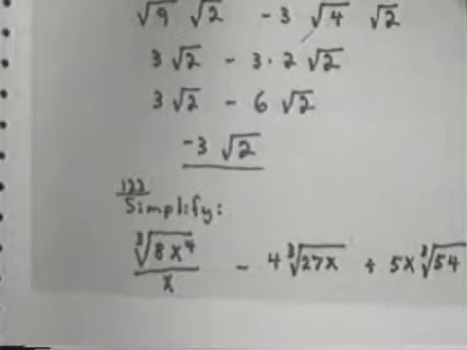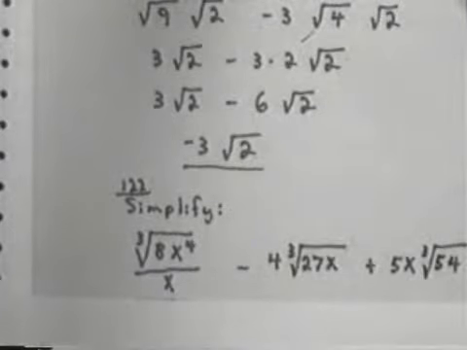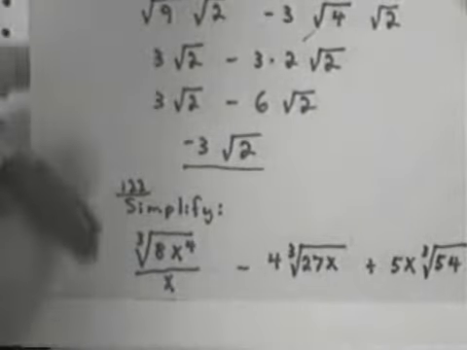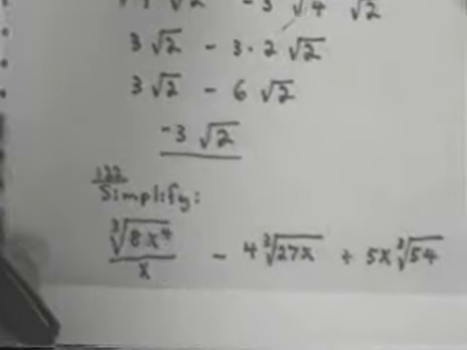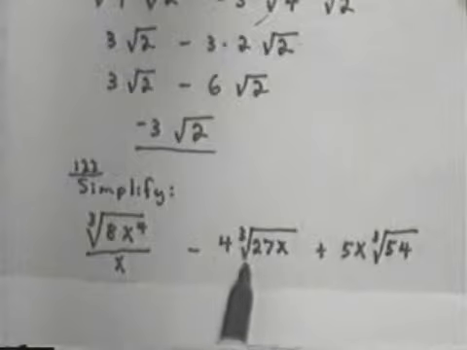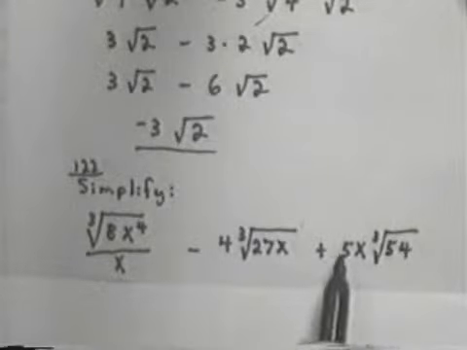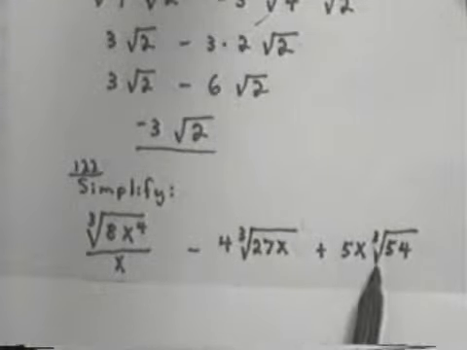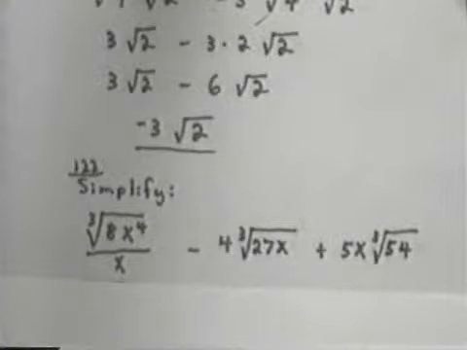Let's look at another example. Let's look at a hard one this time. In fact, we can't get it all on the screen, I'm afraid. There's all of the problem on the screen at least. Let's simplify the cube root of 8x to the 4th divided by x minus 4 times the cube root of 27x plus 5x times the cube root of 54.